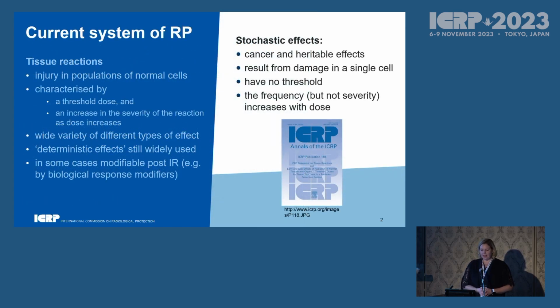We already have seen this in this session and in previous sessions of the symposium so far, but just to reiterate, I think it's always useful to have the definitions in front of us. Tissue reactions are those which are formed by injury in populations of cells, characterised by the threshold with an increase of severity with dose. Deterministic effects, of course, also all still in use, whereas stochastic effects are those effects that result from damage in a single cell and in the current system of classification have no threshold, and then the frequency, but not severity, increases with dose.